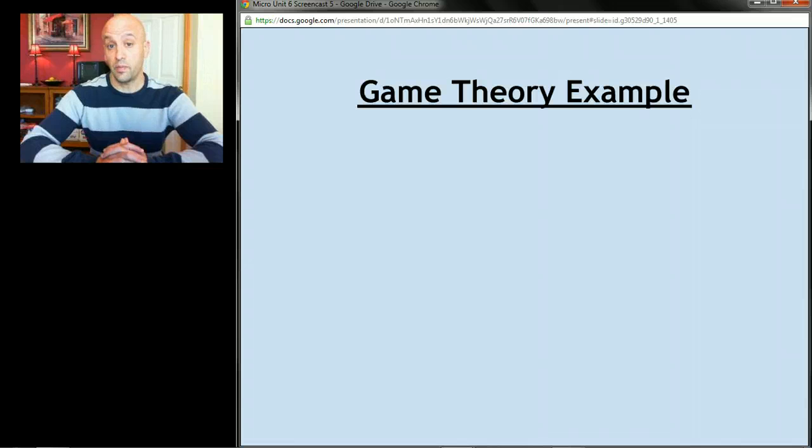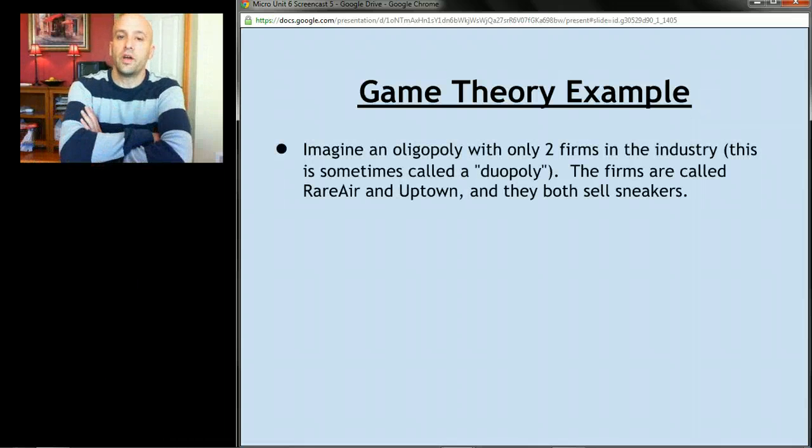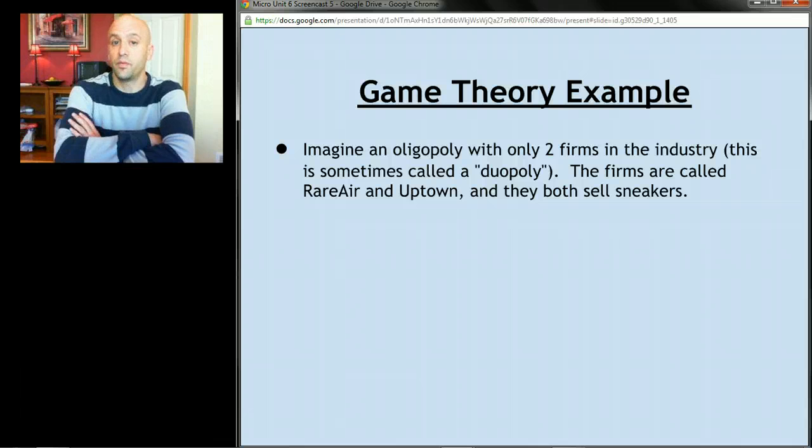Alright, so let's go through an example. And the example you're going to see is going to look pretty much exactly like any example you're going to see on the AP exam. Again, they all have very common dynamics, at least at this level. Alright, so I want you to imagine an oligopoly with only two firms in the industry. Sometimes that's called a duopoly, duo meaning two, or an oligopoly with two firms. The firms are called Rare Air and Uptown, and let's say that they both sell sneakers. So you have an industry with only two firms in it, and they're both selling sneakers.